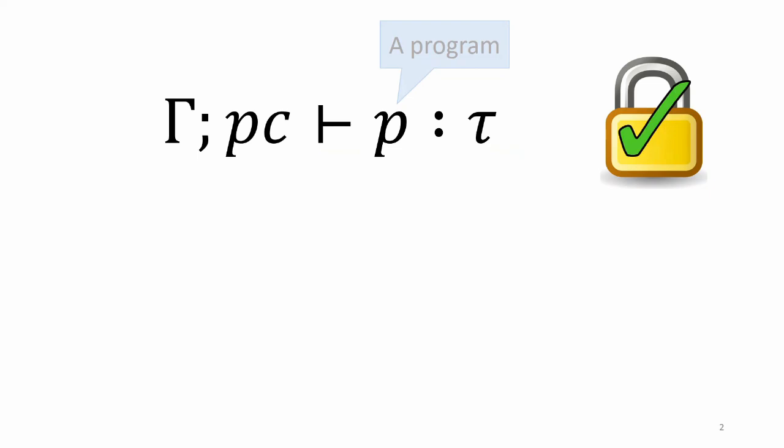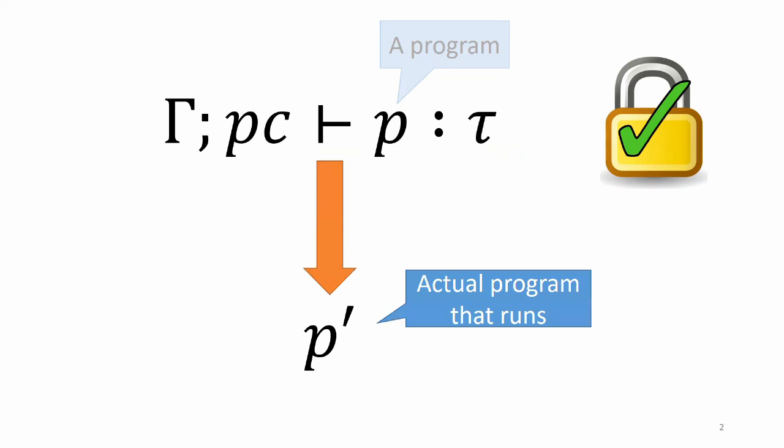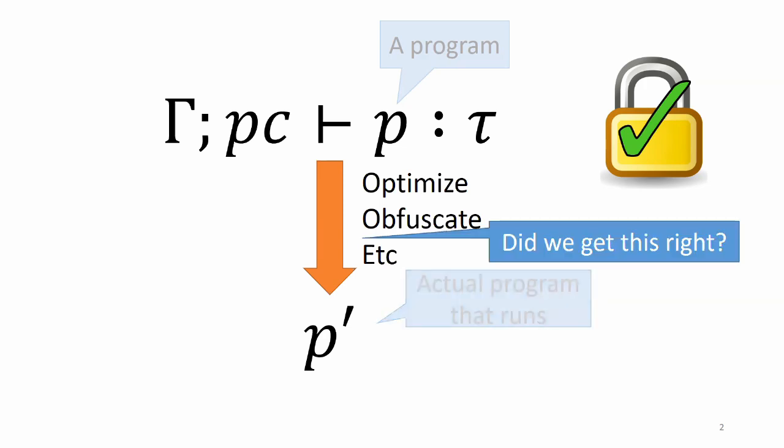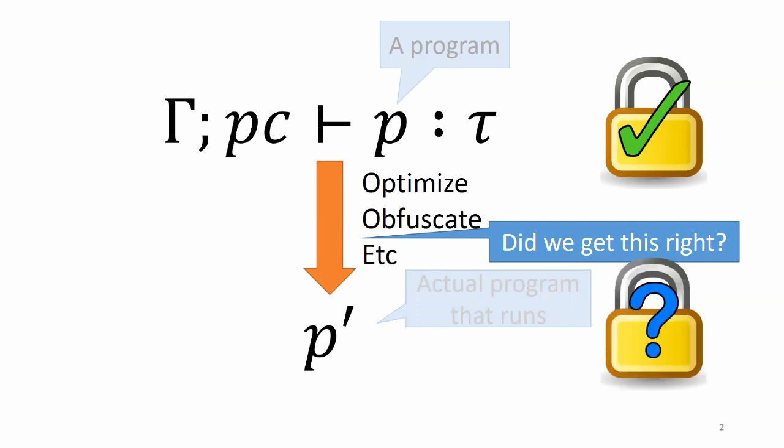However, a lot of the programs that actually get run are not the programs that we type check. Instead, they've undergone syntactic transformations. We do this for lots of reasons, including optimization, obfuscation to avoid intellectual property theft, and perhaps many other reasons as well. However, no matter the reason, we want to know, did we get the transformation right? In particular, did we destroy non-interference?